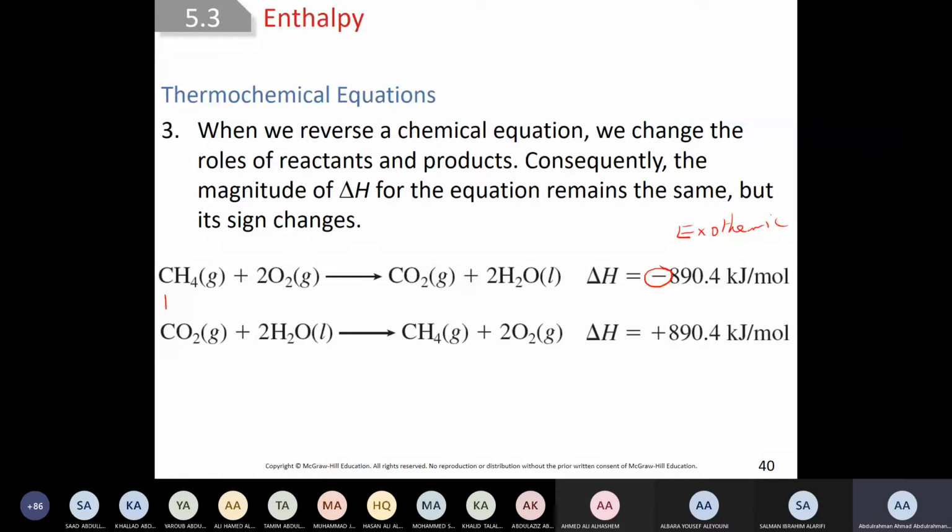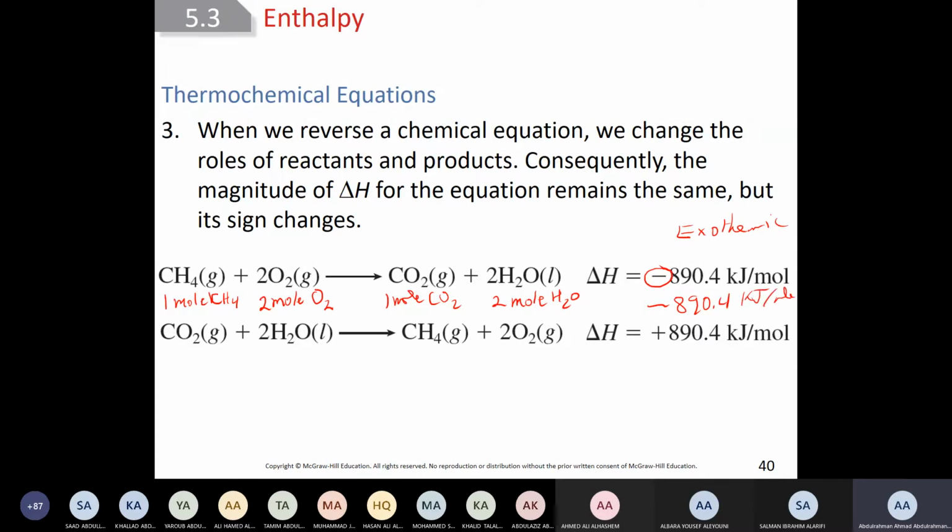What's the other information? 1 mole of CH4 will react with 2 moles of O2 and give you 1 mole of CO2 plus 2 moles of H2O, and this heat, which is minus 890.4 kilojoule per mole. Is this clear?